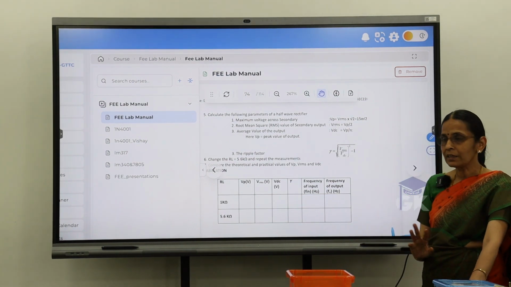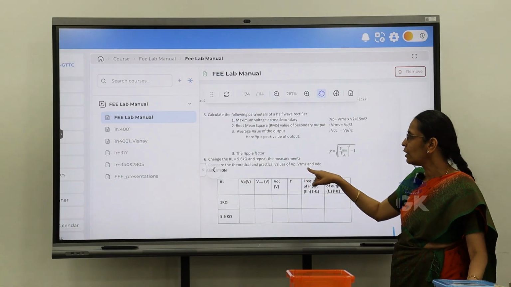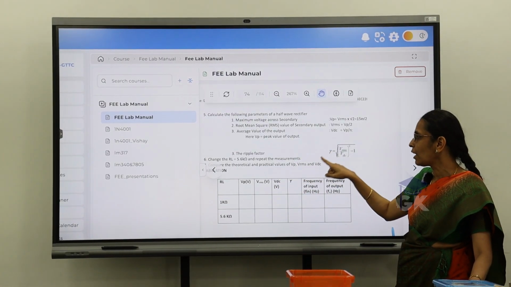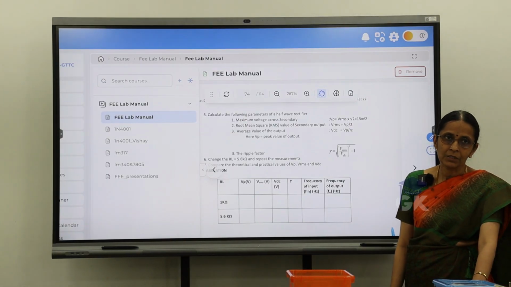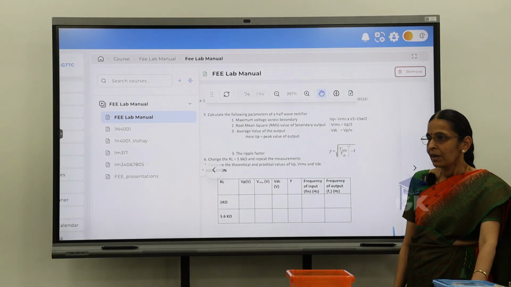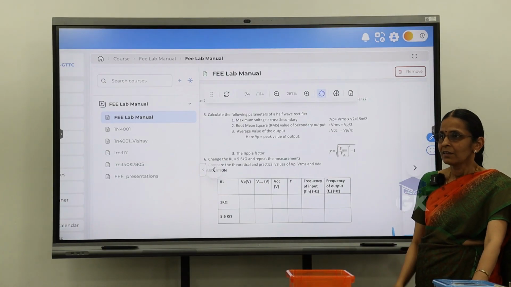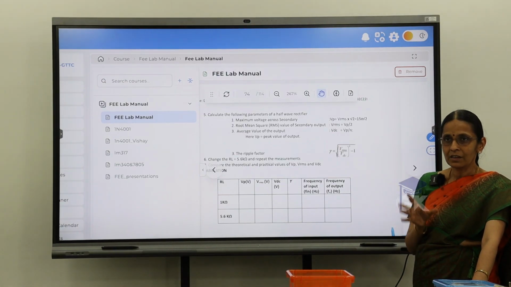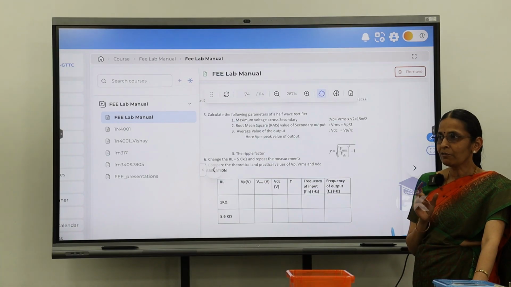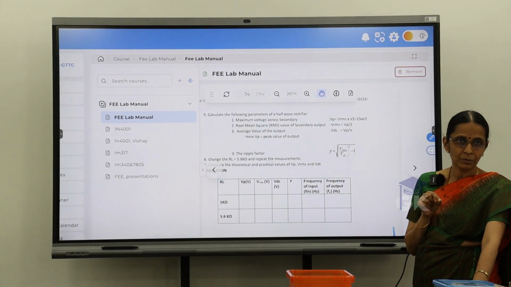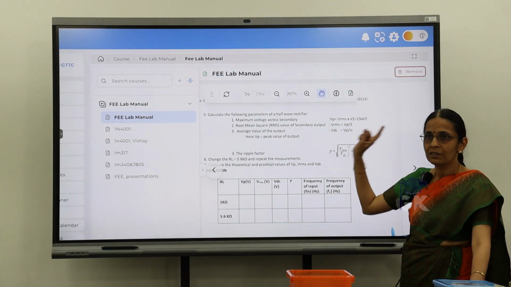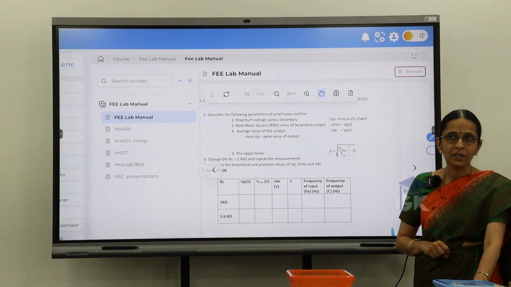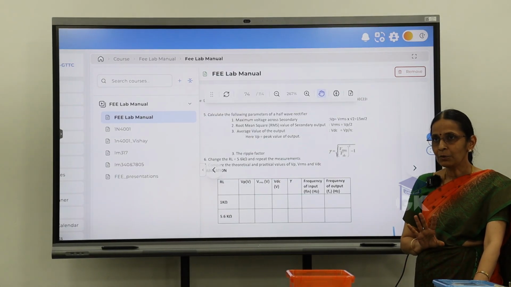So the main idea here is to check the theoretical and the practical value of your VP, VRMS, VDC as well as your ripple factor. So what I want you to do is first check your diode, rig up the circuit. Meanwhile, find out the theoretical value of the ripple factor so that it will help you tally with the value you get practically. Clear with this? Any doubts?